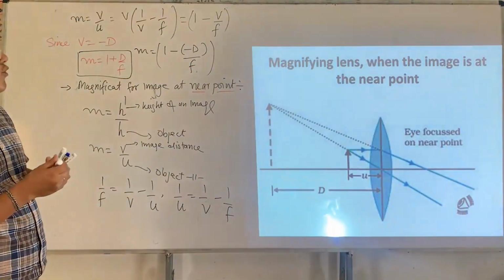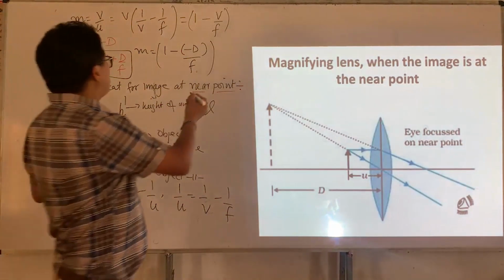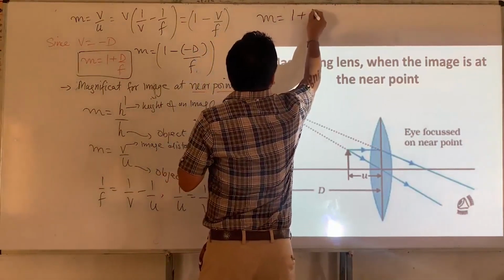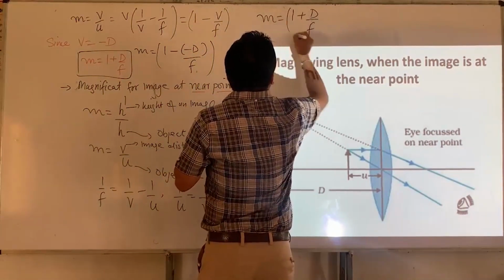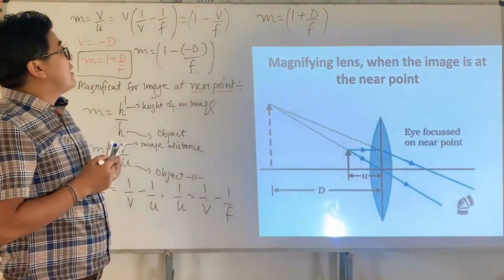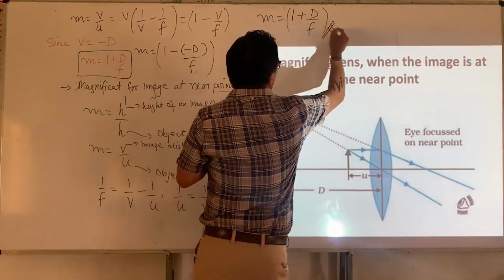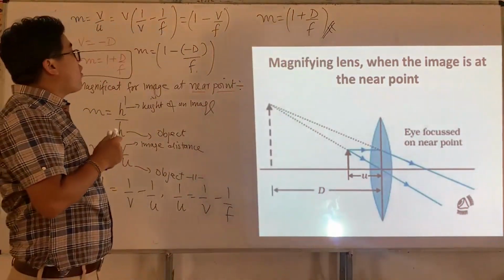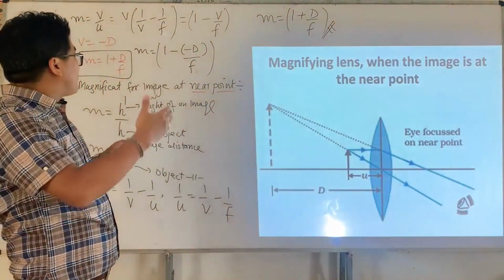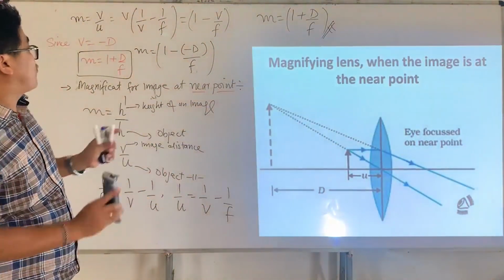The magnification produced by a lens when the image is at a near point is given by this. I'm going to write here again, very important, 1 plus d by f. d is the distance for the near point, f is the focal length, and this is how we get it. This is the magnification for an object kept such that the image is at the near point. This you should keep in mind.